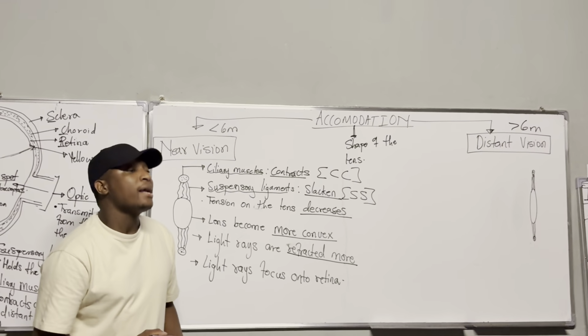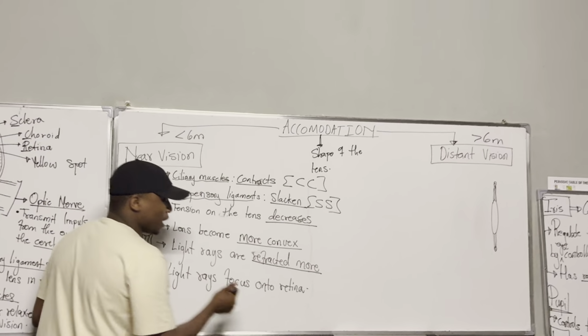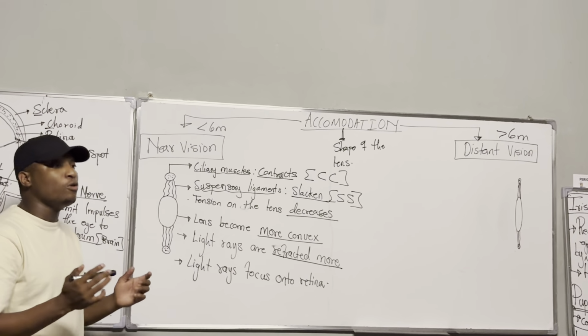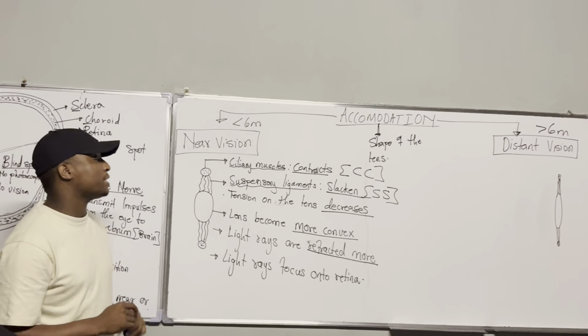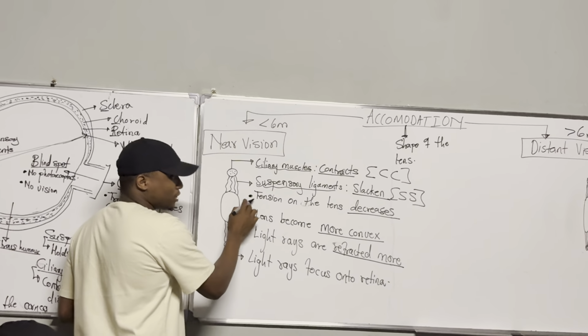Other books, they're going to say refractive power increases. Then the light rays focus onto the retina. Then these points are going to give you 5 marks. Yeah? So I think it's 1, 2, 3, 4, 5, 6. So 6 marks. So this is the most important point.